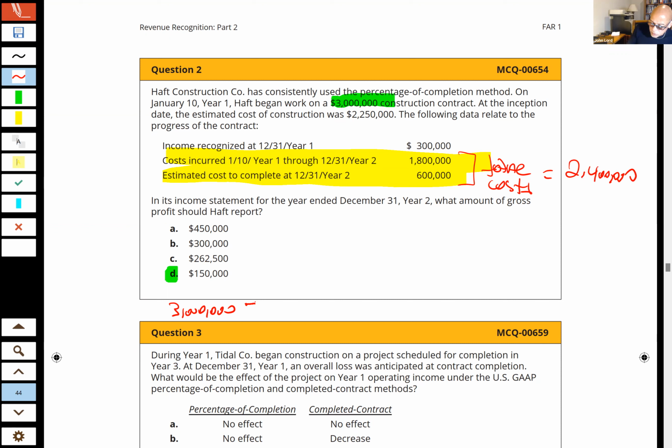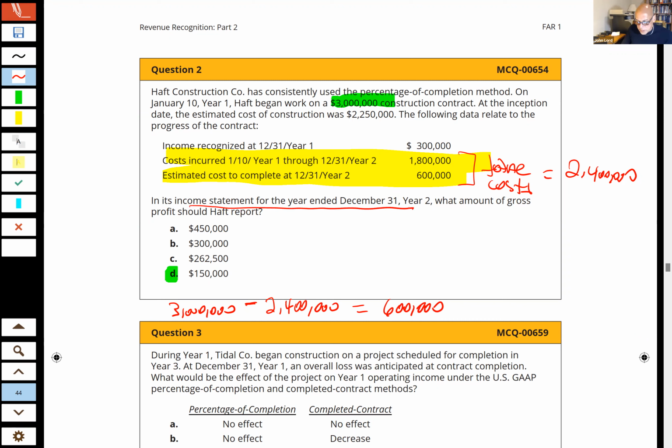So if I have a contract that I'm going to get paid 3 million on, and I've incurred cost of what? 2,400,000. I'm thinking I'm going to make what? 600,000 on this thing, but I want to figure out how much of that I earned. And they're asking me what? How much should I report on the income statement for year 2?